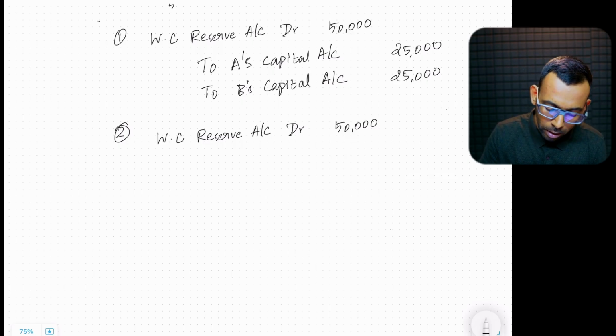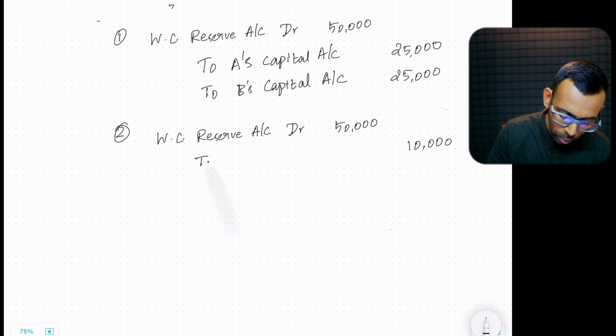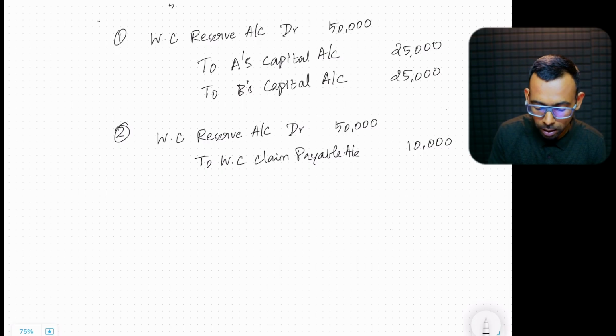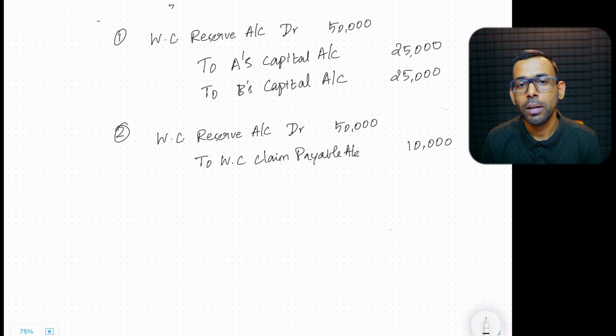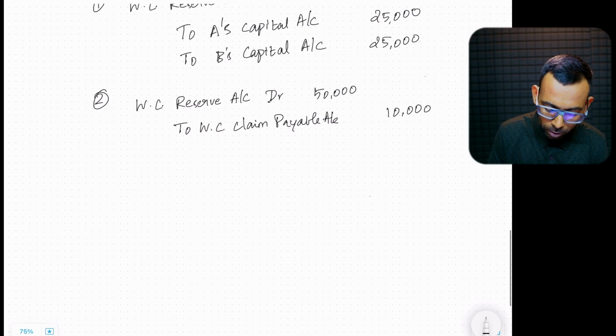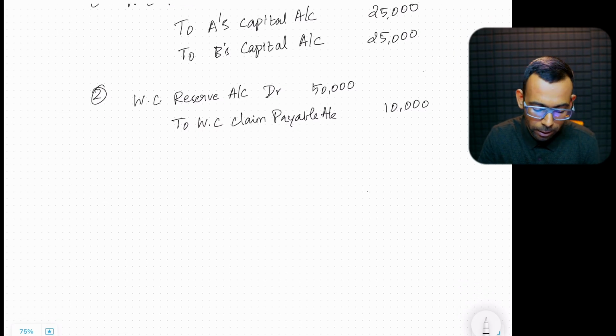Now claim is there for 10,000, isn't it? So we have to give a claim. We have to give credit to a liability called workman claim payable. This is where we are recognizing the fact that an employee, a worker, got injured, and we have to pay him 10,000. So let us create that amount as a liability as of now. So we have created a liability.